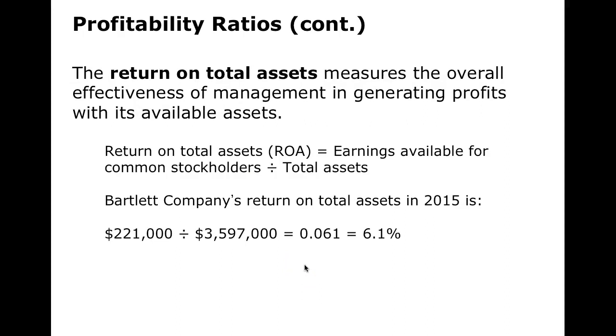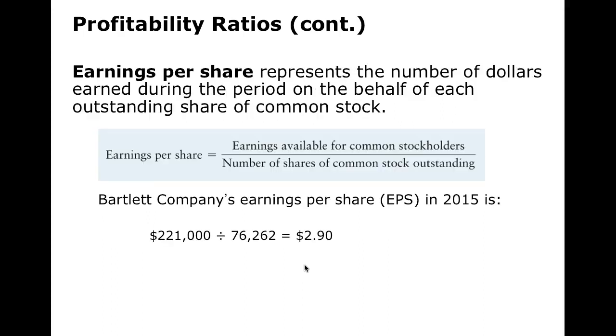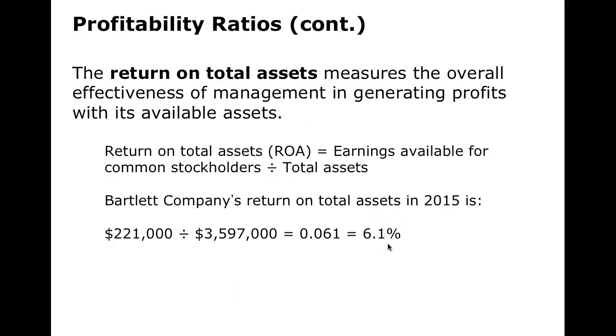Okay, let's look at return on total assets, ROA. So what we're looking to measure is earnings available to common shareholders divided by total assets. Earnings available to common shareholders is basically your net income. And if we divide that by your assets, you get the return on assets. So you look at your assets as one number. I have $3.6 million in assets that generated $221,000 of profit.